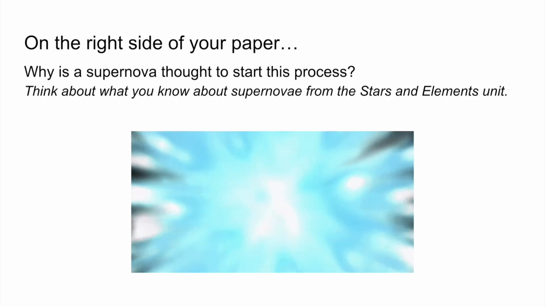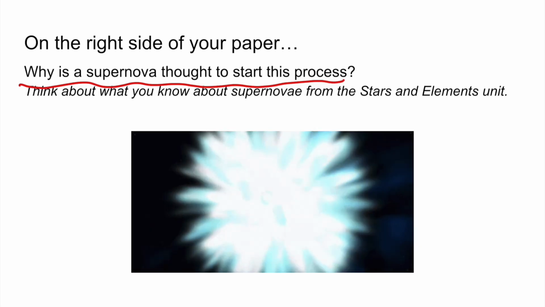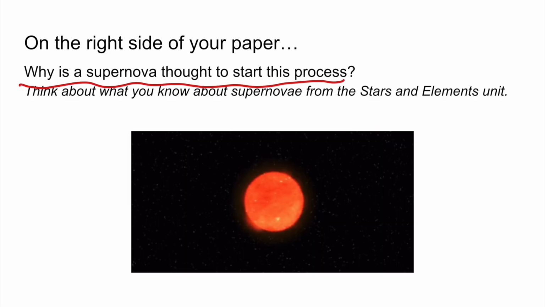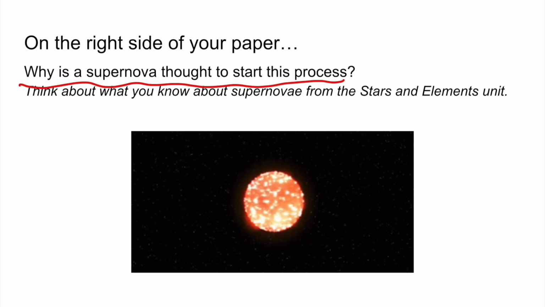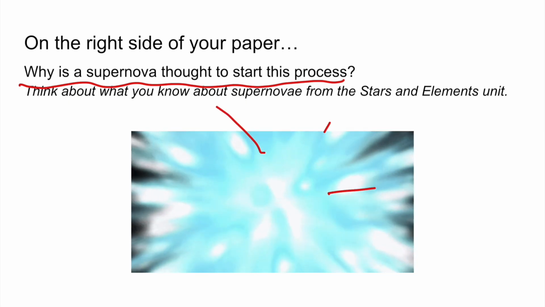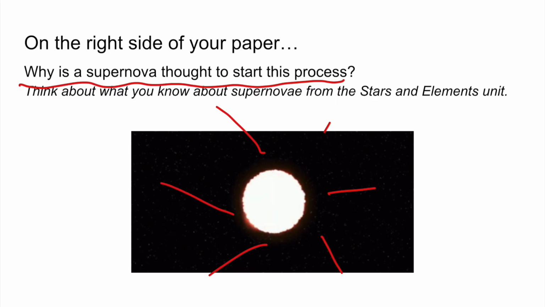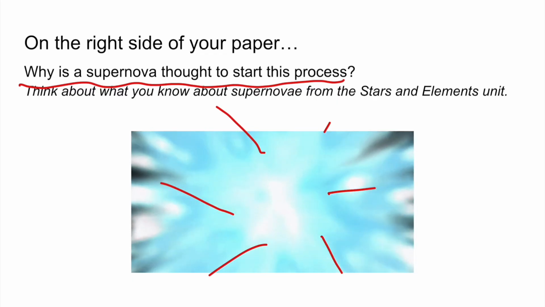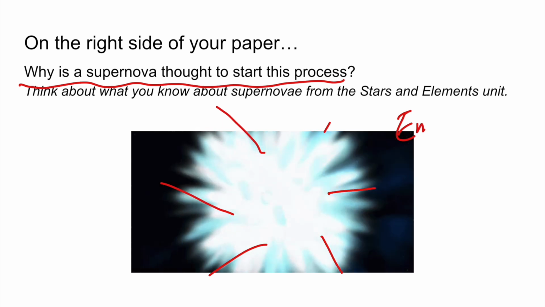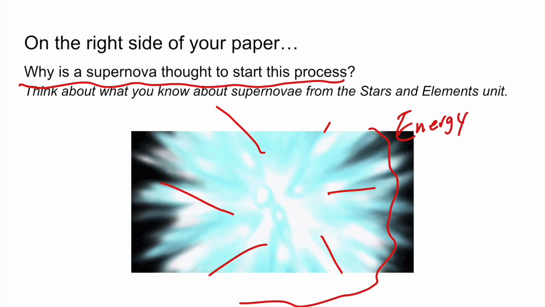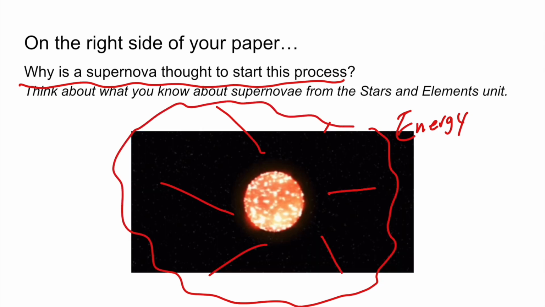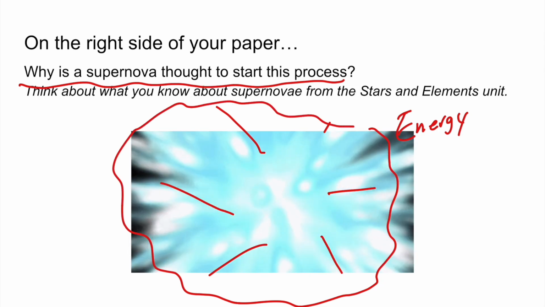So on the right side of your paper, why is a supernova thought to start this process? Well, if we think back to our stars and elements unit, we know that a supernova sends this big explosion out in many different directions. And we said it releases a ton of energy. And it is through that release of energy that creates this kind of pulse shock wave that starts the collapse of our nearby nebula.